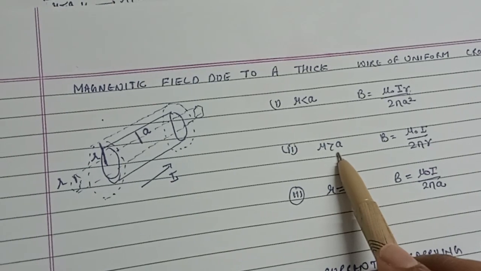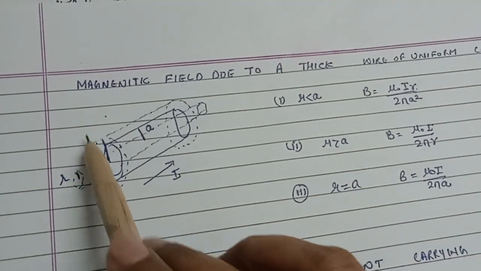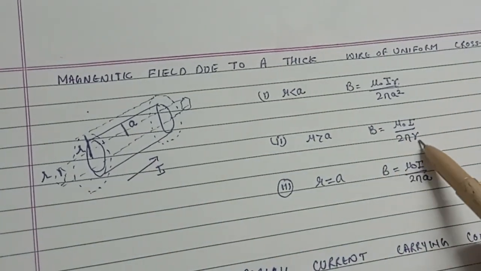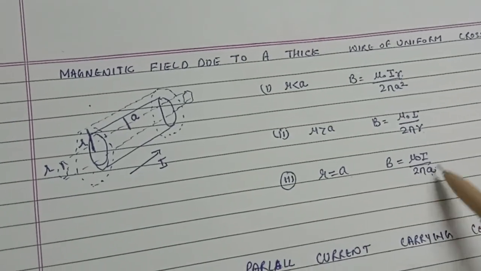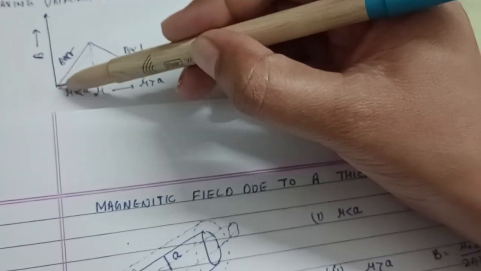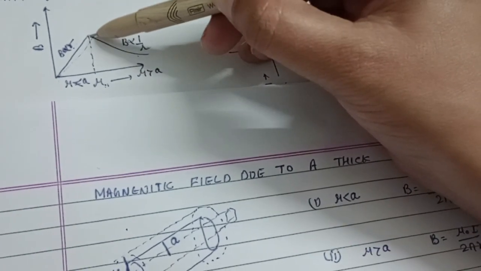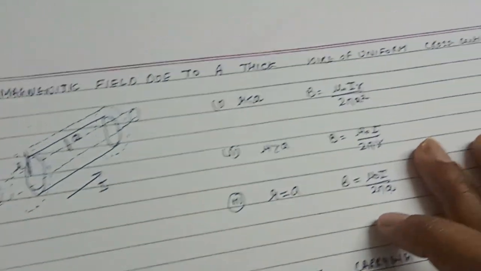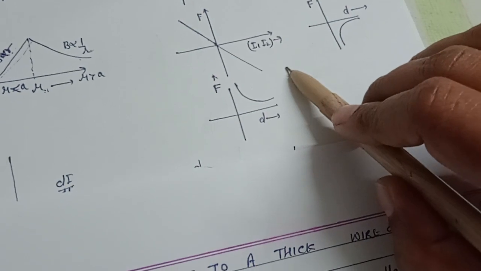For r greater than a, we consider an Ampere loop just outside the current carrying wire. For this, B is inversely proportional to r, and for r equal to a the magnetic field is maximum. So for this one the graph is this. B is directly proportional to r up to the surface of the conductor and it is inversely proportional away from the conductor.